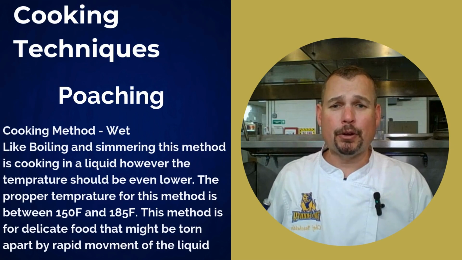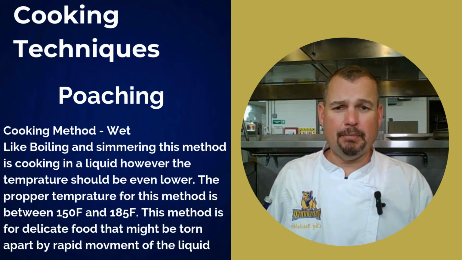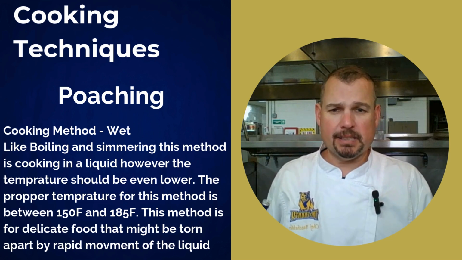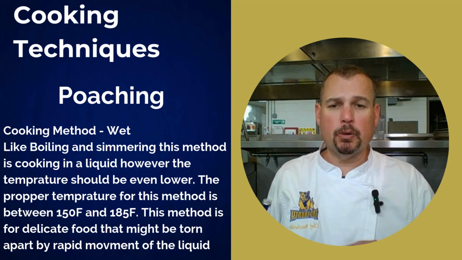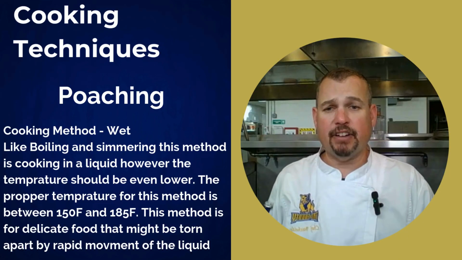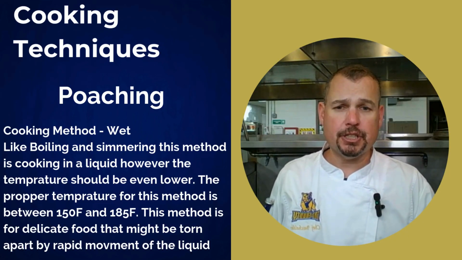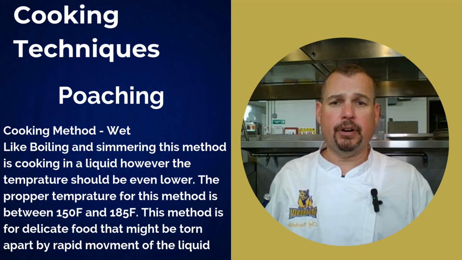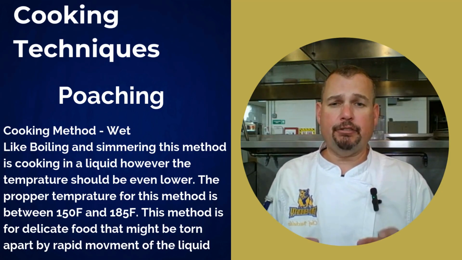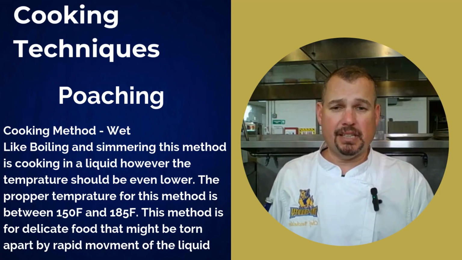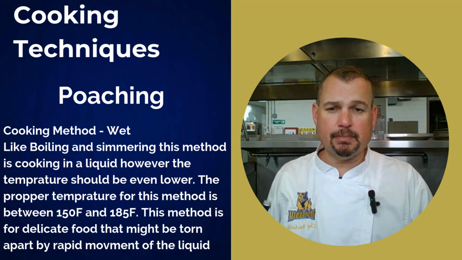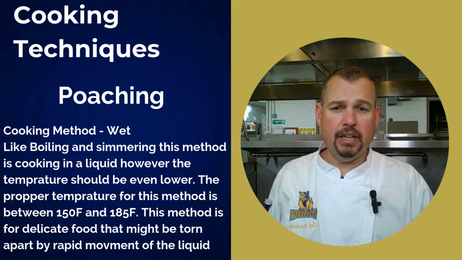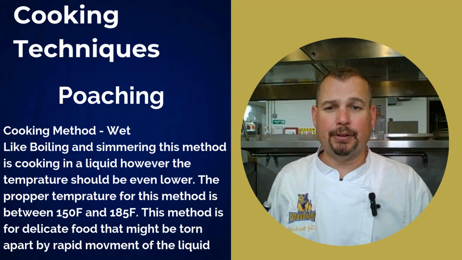All right, we have another wet cooking method, poaching. And like boiling and simmering, this method uses liquid where we're completely submerging the food in it again. We can poach things like eggs in here for Eggs Benedict. We can poach fish. So this method is for foods that are very fragile and will break up with a simmering or boiling cooking method. We want to keep the temperature of this method around 150 to 185 degrees Fahrenheit.